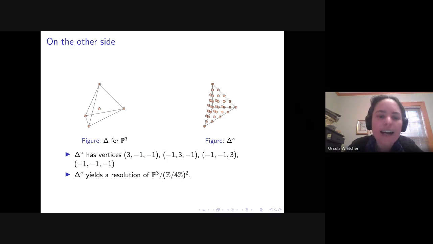Now, on the other side, we've got this polar polytope, which has vertices (3, -1, -1). And you can see that it has lots more lattice points on our polar side. If we run the same program to get another toric variety, what we get out of it is a resolution of P^3 modded out by (Z/4Z)^2. That 4 is morally coming from the fact that there's a lattice distance of 4 along each of these edges of this polytope.